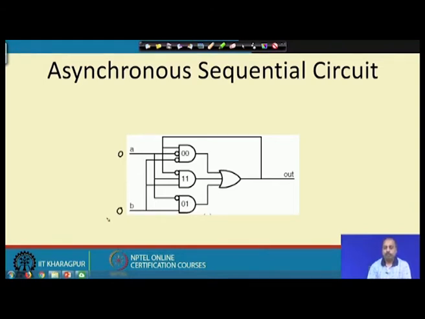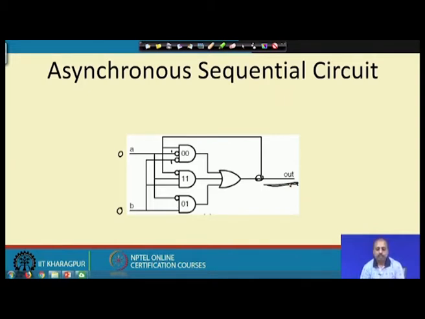It is difficult, because a equal to 0, b equal to 0 means these two bits are getting 1, 1. So it is dependent on what the previous value of out was. Until I tell you the previous value of out, you cannot determine the next value of out. So this is also a sequential circuit, because it depends on the previous value or previous output of the circuit.